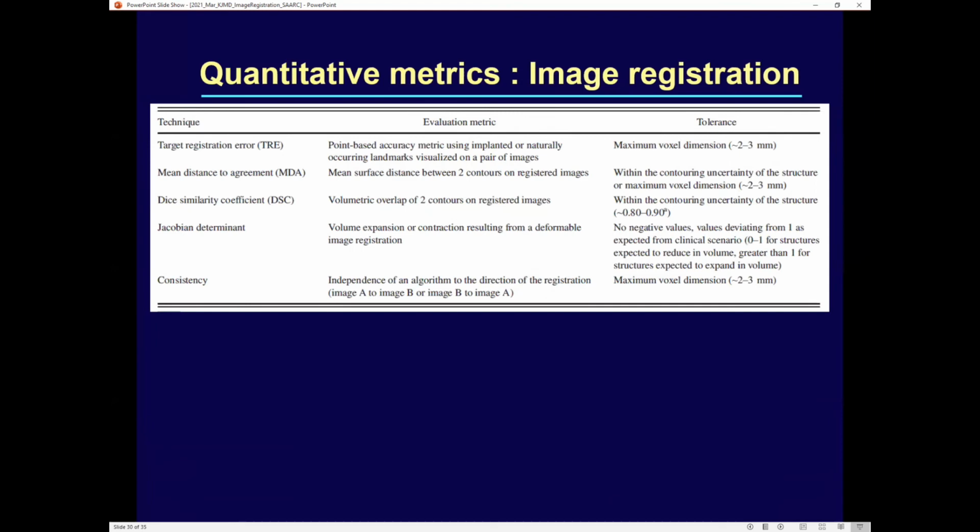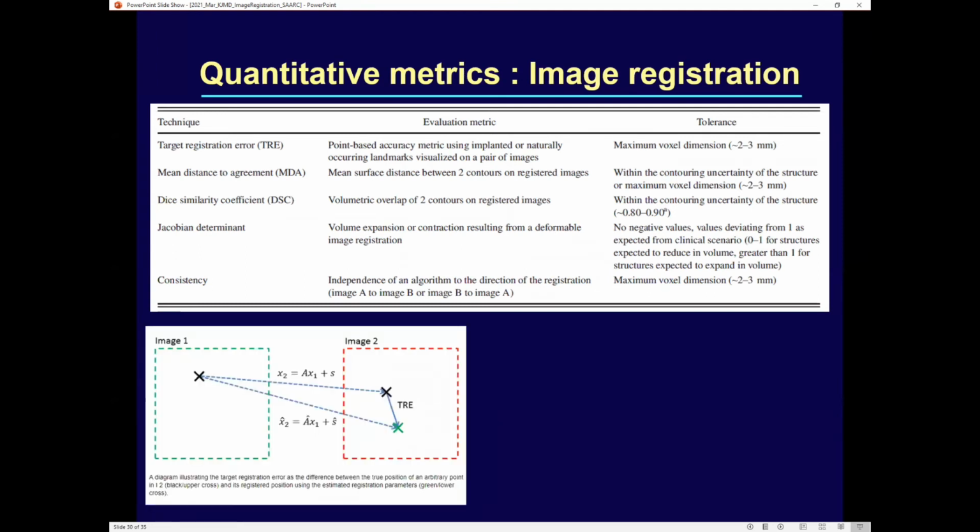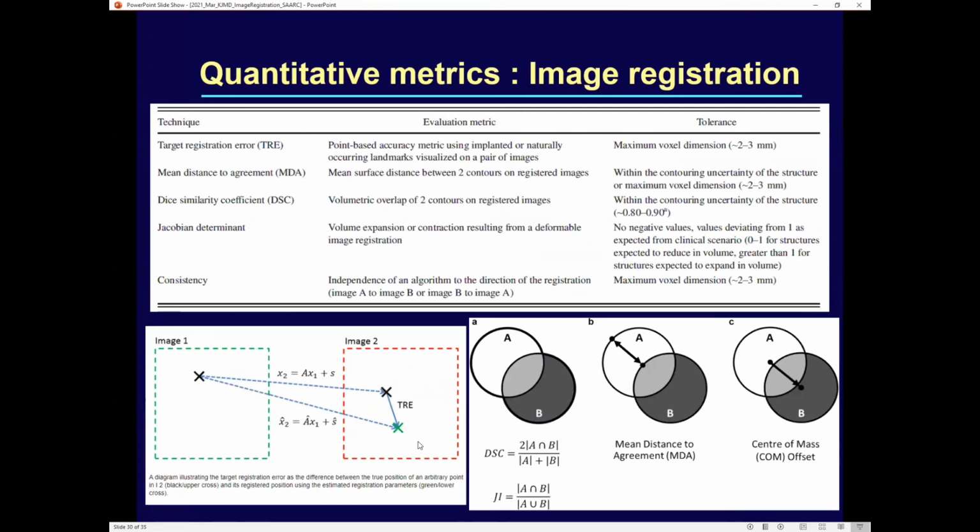Now, along with the qualitative, we also need quantitative metrics for the purpose. There are various quantitative metrics like target registration error. With these two points, you can find how these errors could be calculated, and these registrations give you a maximum voxel dimension of 2 to 3 millimeters. The other one is the mean distance to agreement. Between these two contours, you can measure the distance and see how well they agree.